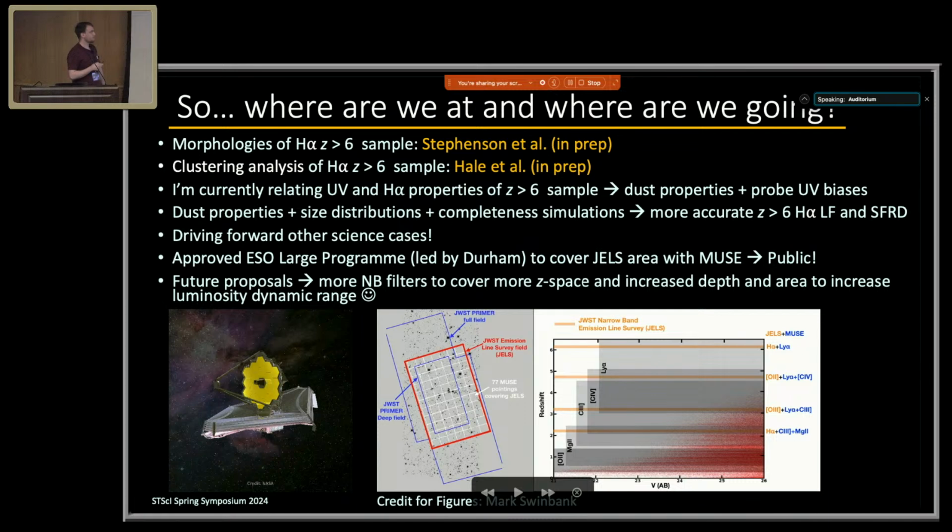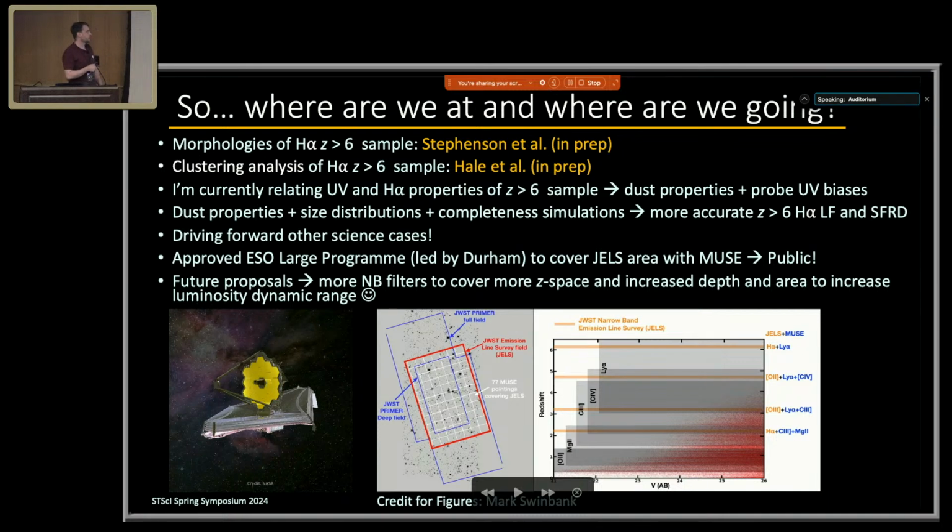I would also like to draw attention to the fact that we've got an approved ESO large program led by Mark Swinbank at Durham, which aims to cover the whole of the GELS area with MUSE spectroscopic follow-up, which will be public. If there's anybody interested in aiding our collaboration with this, please do get in touch with Mark. It'll be really nice, as you can see, because we can pick up other emission lines corresponding to different redshifts. For example, Lyman alpha with H-alpha at redshift 6, which is exciting.